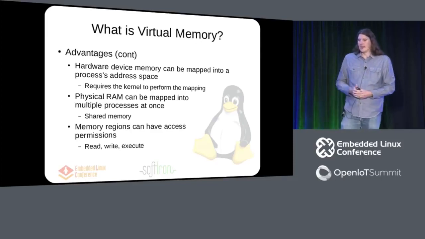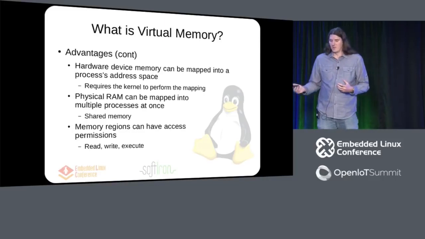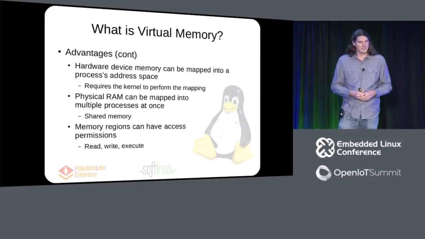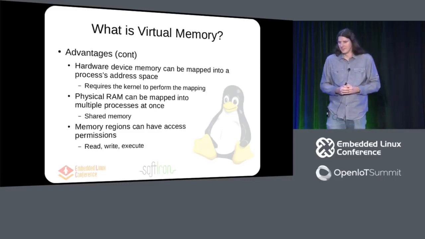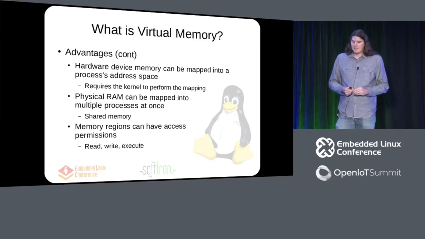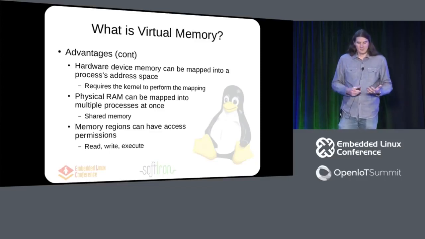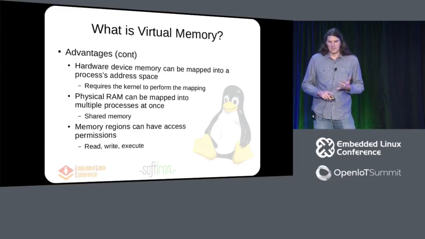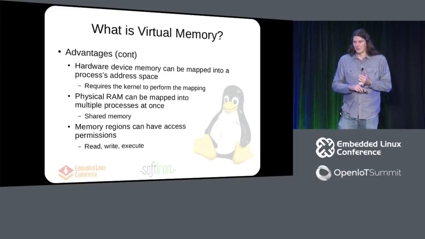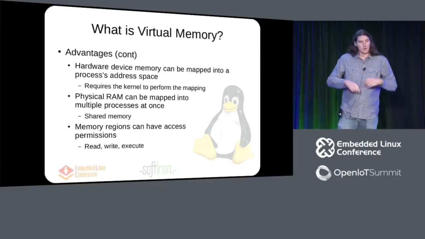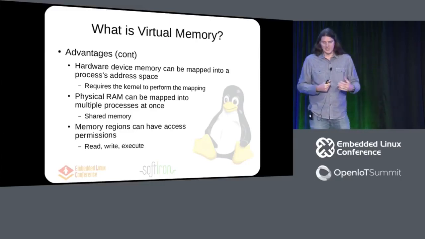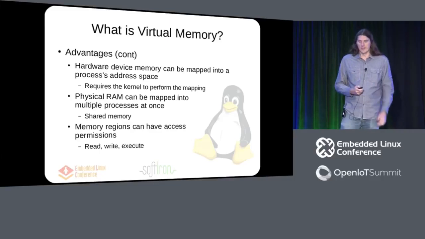Another advantage is that physical RAM can be mapped into multiple processes at one time. So this gives us shared memory. If we take the same physical page frame and map it into multiple different processes' address spaces, they can both manipulate this same memory. Another advantage is that memory regions can have access permissions, so read, write, and execute. You can use this to protect the text or code of shared libraries, so you can have shared libraries loaded in a shared memory type way that are protected. You can also protect your program's executable code from overwrite.